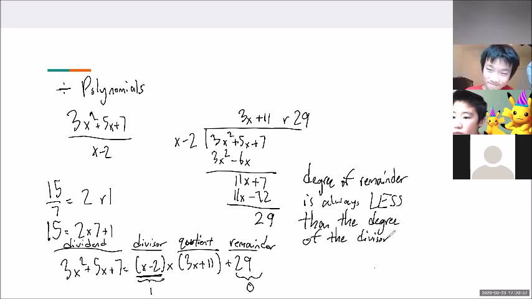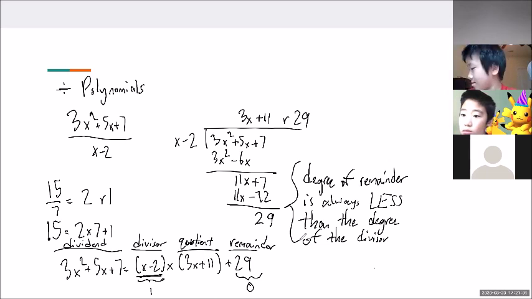divisor. And sorry for my poor handwriting, it's kind of difficult to write with a stylus, or at least I'm just bad at it. But anyways, let's think about this a little bit. So the degree of the remainder over here is 0, and the degree of the divisor is 1.